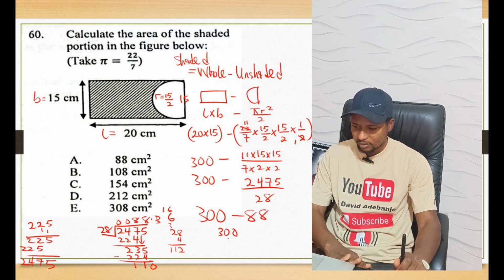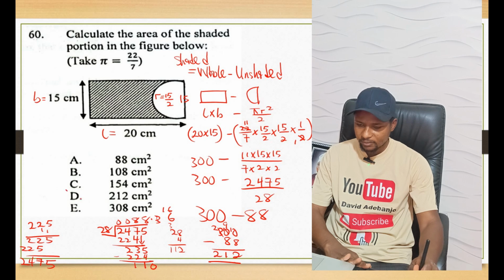300 minus 88. Borrow from here, you have 2, comes out as 10, cancel, that's 9. 10 minus 8, you have 2. 9 minus 8, you have 1. 2 minus nothing, you have 2. And this is the answer. So your answer is D.